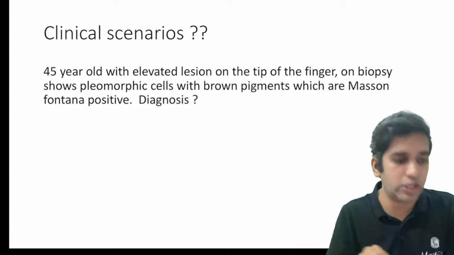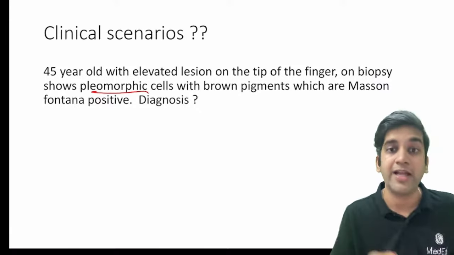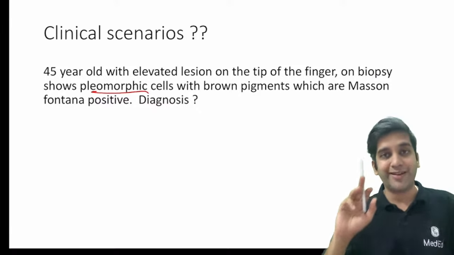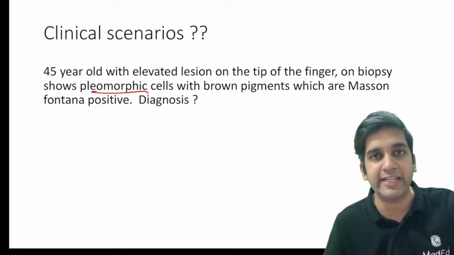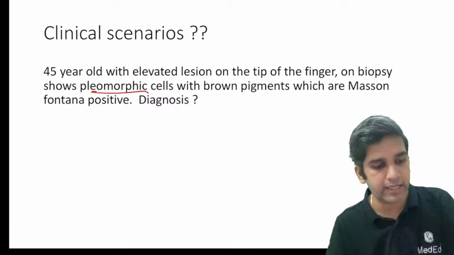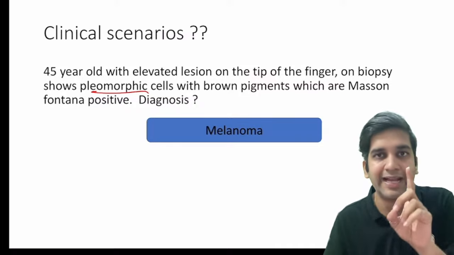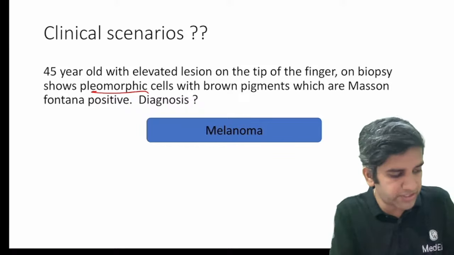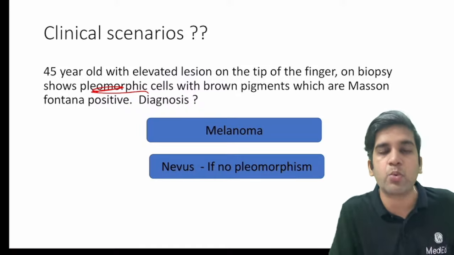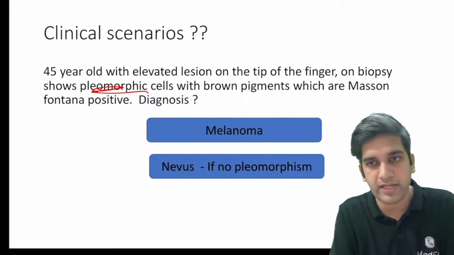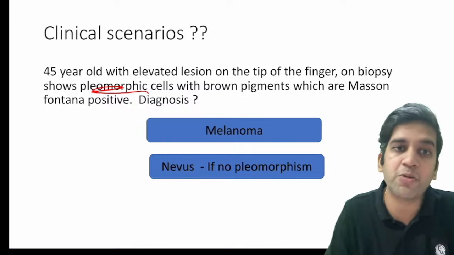The reason for me to call it melanoma is the pleomorphic cell. So it's not only the microscopic color. In addition to that, I have the finding of pleomorphism seen in malignancy, right? So since it's a pleomorphic cell, I think of a melanoma. If the question didn't have this pleomorphic cell, I would want you to think of a nevus, right? Because a nevus is the benign tumor of melanocytes.